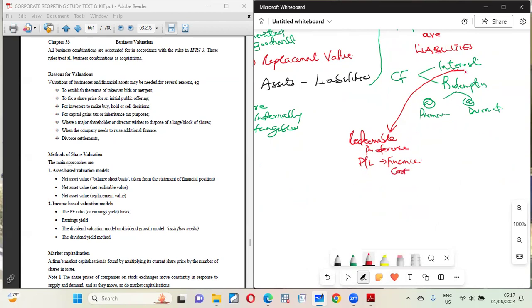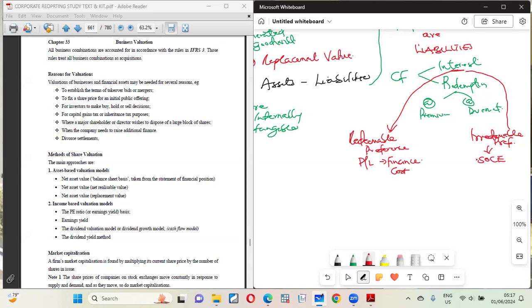But if it is irredeemable preference shares, where can we find the interest? Irredeemable preference shares are treated similarly to ordinary shareholders, and so their interest is found in the statement of changes in owner's equity. So their interest does not affect the P&L. Please take note of that. It is only the redeemable preference shareholders whose interest affects the P&L.